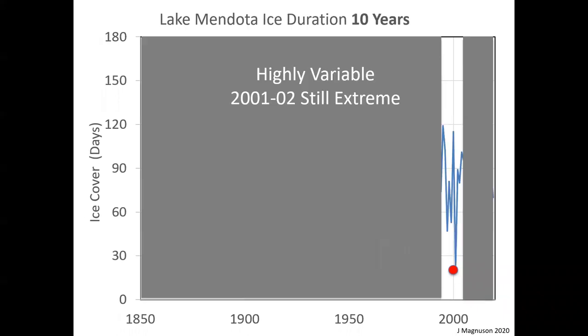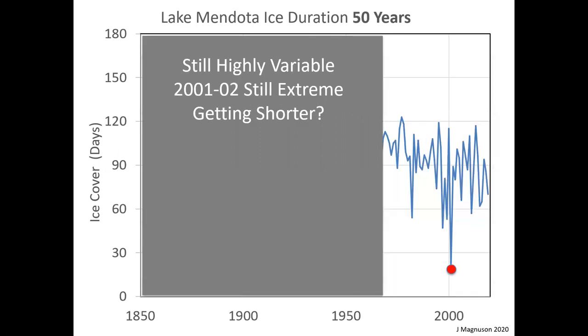Next. If we open it up to 10 years, we now notice that the ice cover duration is highly variable from year to year. In fact, that red one is less than a month, and the longest one is almost 3 months. And we don't see any long-term pattern. We just see a bunch of variability with extreme events. Next. If we open it up to 50 years, you'd think we'd begin to see more, and we do. We see that the variability continues. There's a lot of variability. That particular year is still the shortest ice cover.